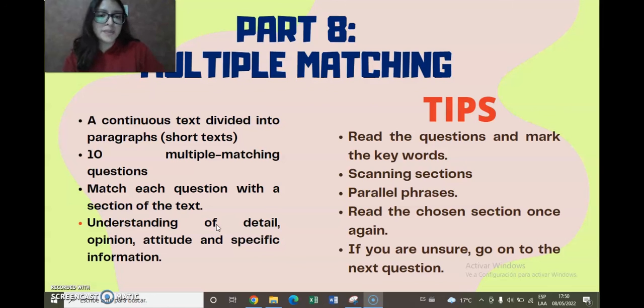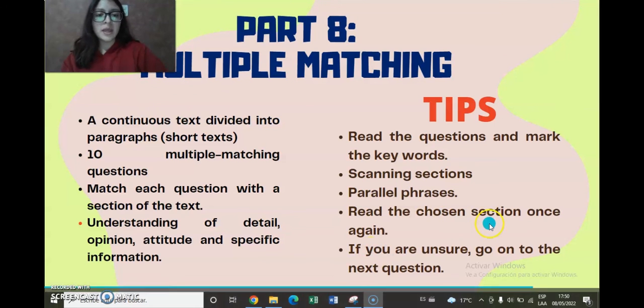Of course, the tips: we have to read only the questions and mark the keywords. Here we have to apply scanning skills to scan the sections and identify the parallel phrases. We have to read the chosen section once again, and finally, if we are not sure, we have to go on to the next question. We have to move on because it's not necessary to understand the main idea. It's just to identify some keywords that have a connection between the question and the paragraphs.